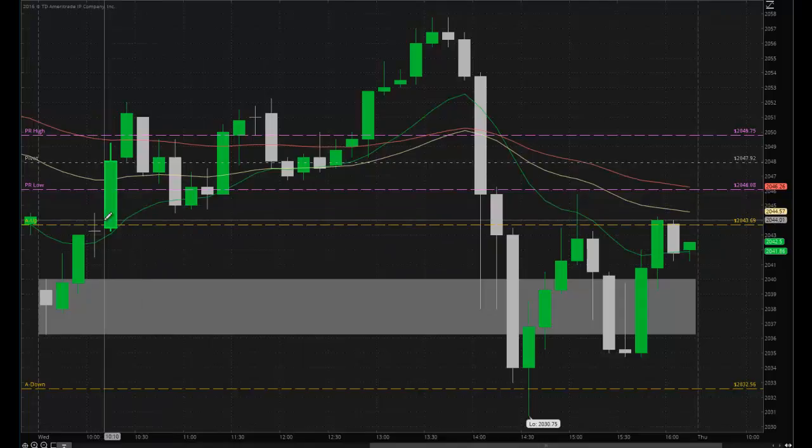So this confirmed, shot up, and got through the pivot range pretty quickly. I thought that it might struggle here at the pivot range, but it didn't.